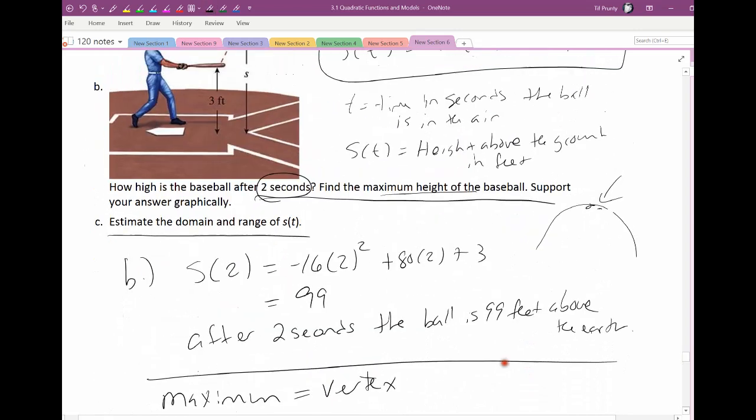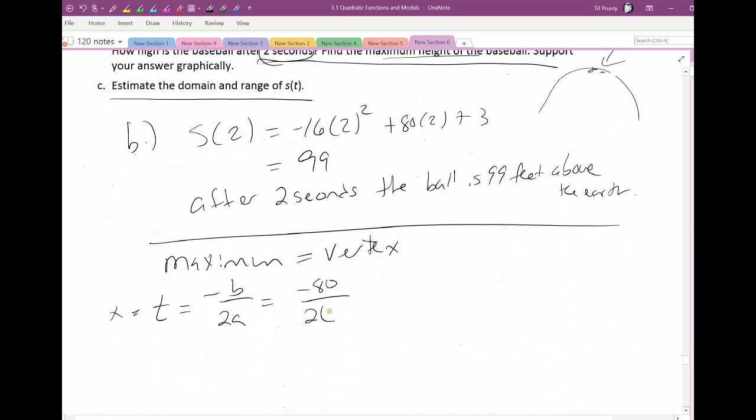Over 2 times a was negative 16. So if I take negative 80 divided by negative 2 times 16, it comes out to 2.5 seconds. Alright, so it shouldn't be much higher than 99, right? It hits 99 feet after 2 seconds.